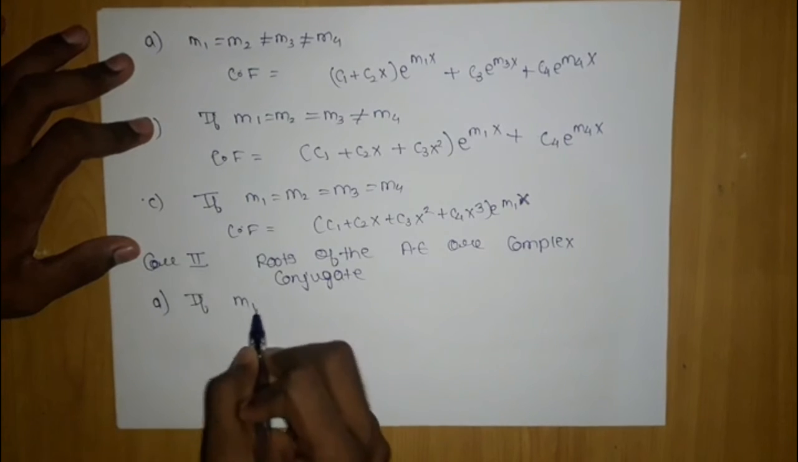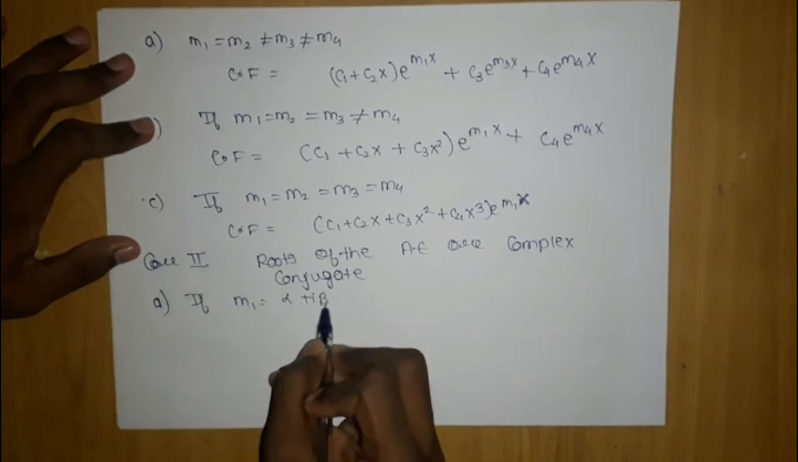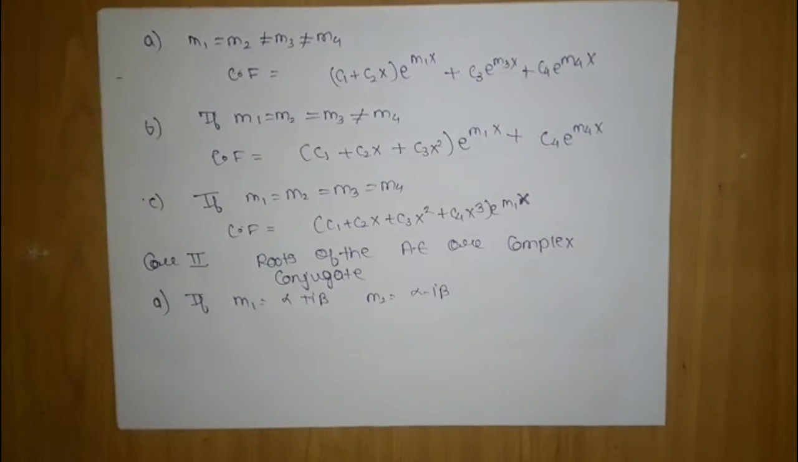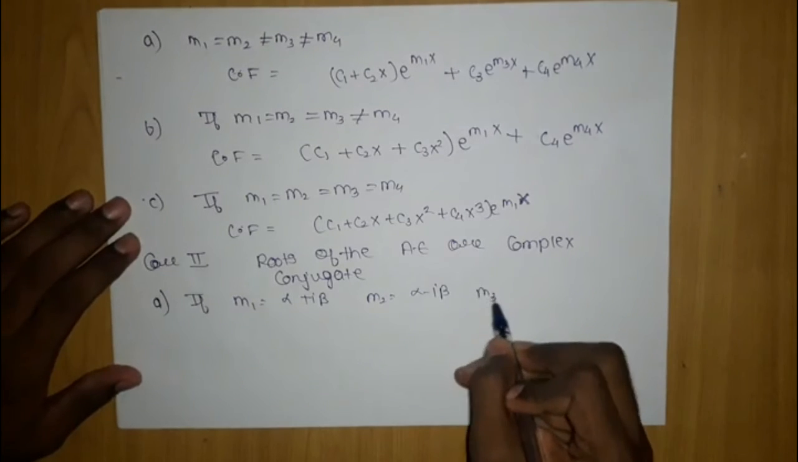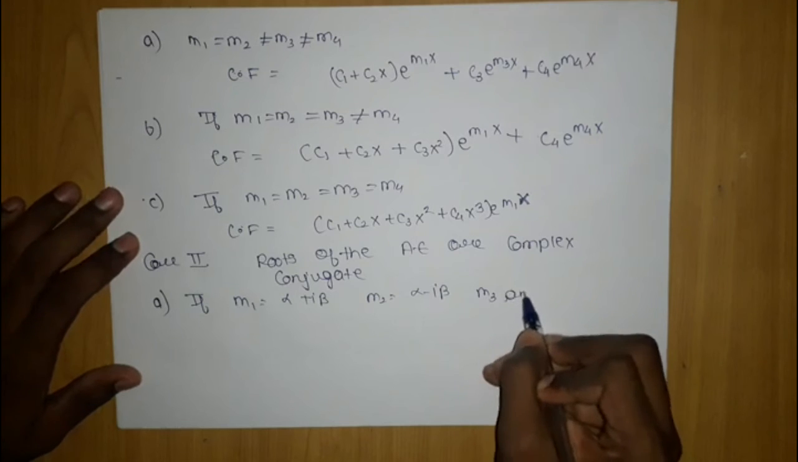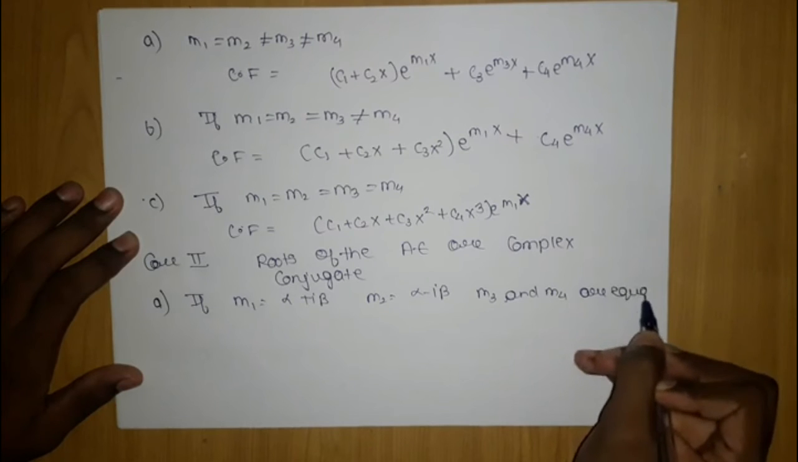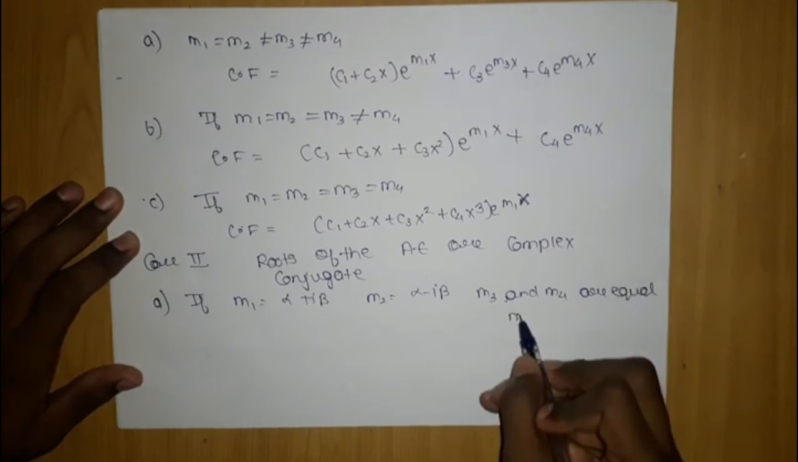If m1 is alpha plus i beta, m2 is alpha minus i beta. Remember, complex roots always exist in pairs. One root cannot exist alone. Either the roots will be 2, 4, 6 or 8 like this; they cannot be 1, 2, 3, or 1, 3, 5. An odd number of roots cannot be there in complex numbers. And m3 and m4 are equal. So for this condition, m3 is equal to m4.